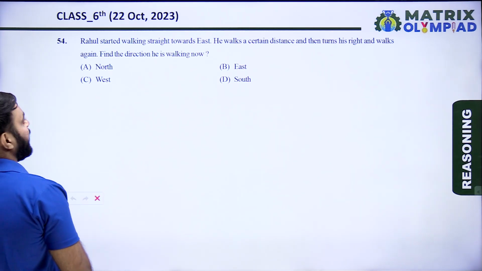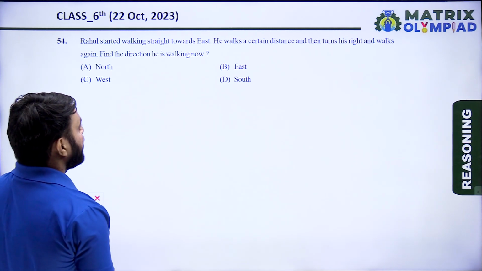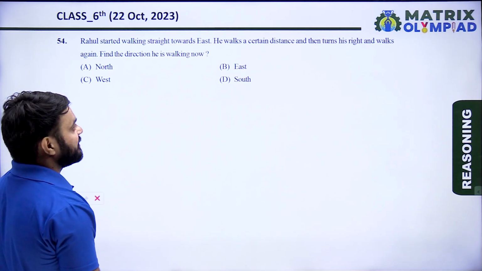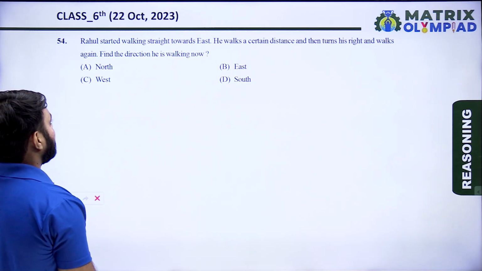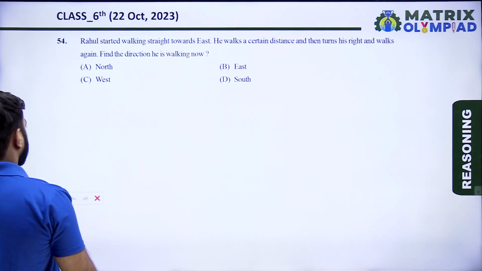Rahul started walking straight towards east. He walks a certain distance and then turns to his right and walks again. Find the direction he is walking now.